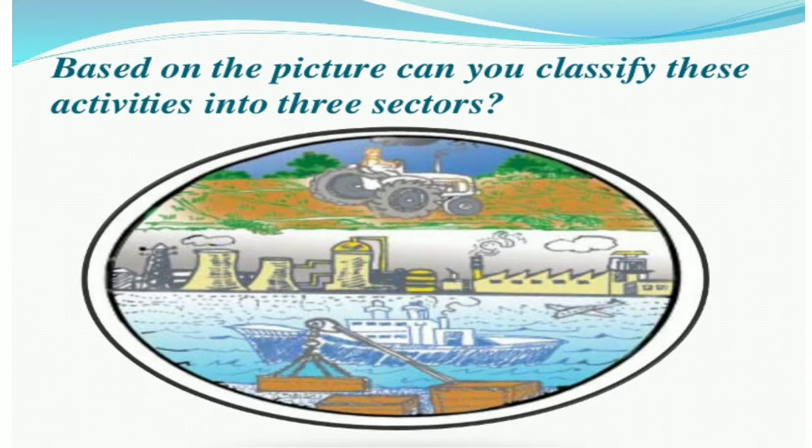On this picture, you can see how we have classified the activities into three sectors. First, we are watching that agriculture is shown there, the primary sector. Second, a manufacturing unit is there. Third, it is transportation we are watching. So this is the tertiary sector.